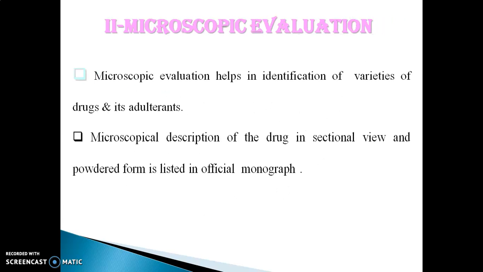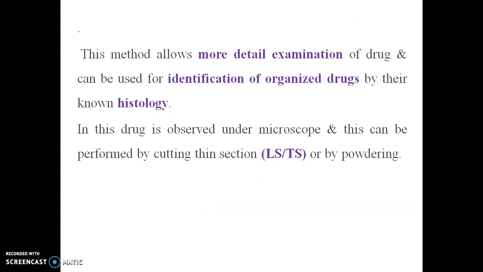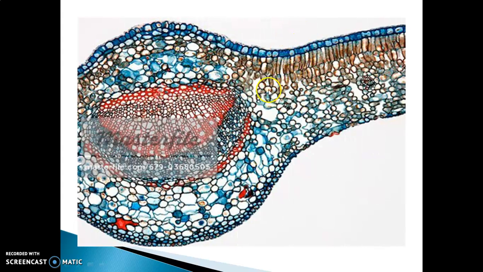Then the second method is the microscopic evaluation, where microscopes are used for evaluation. Microscopic evaluation helps in identification of the variety of a drug and its adulterants. Microscopic description of a drug in sectional view and powdered form is listed in different official monographs. Microscopic evaluation allows more detailed examination of a drug and can be used for identification of organized drugs by their histology, that is, microscopy. For this purpose, sections are taken such as longitudinal section and transverse section, LS and TS, or the powdered drug is evaluated under the microscope. This is the microscopical structure of a leaf, and different staining reagents are used which stain a particular part, and therefore it becomes easy to identify that part under the microscope.